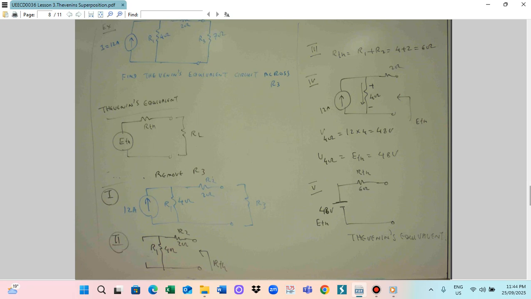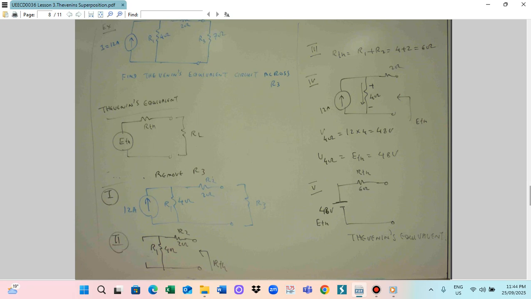Then step 2, you need to scale the source. So we remove R3, then step 2 is that you have to scale the source. Scaling the source means that for a voltage source you need to make a short circuit, and for the current source you need to make an open circuit. So now we make the open circuit. The 12 ampere current source is open circuit. So R1, 4 ohm, and R2, 2 ohm are left.